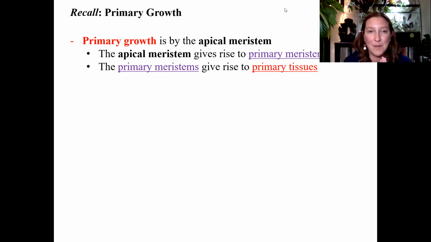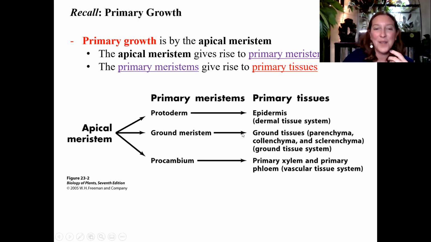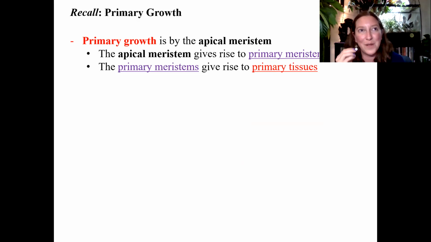You have an apical meristem, and that's where primary growth occurs. The apical meristem is going to give rise to primary meristems. There are 3 of them: procambium, ground meristem, and protoderm, right? 3 primary meristems. And those primary meristems are going to give rise to the primary tissues.